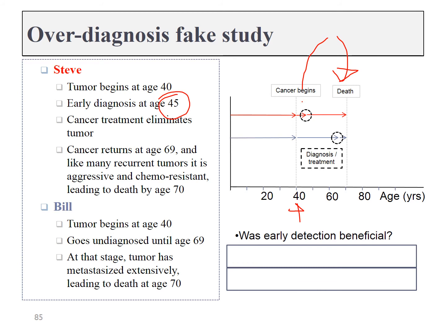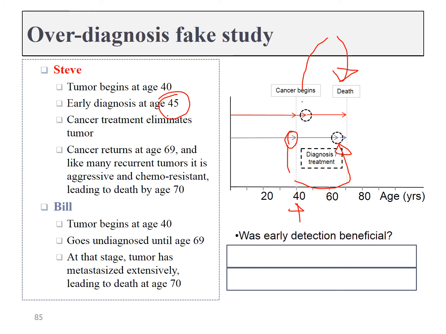His brother Bill, who has the same tumor, doesn't go for early cancer screening. And so that tumor that begins at the same time grows slowly until it's so massive that by the age of 69, he starts getting really horrible symptoms. He goes into the hospital and the doctors say, "Man, you should have come in for screening. We could have done something had we detected this earlier, but now it's too late." And he also dies by the age of 70.